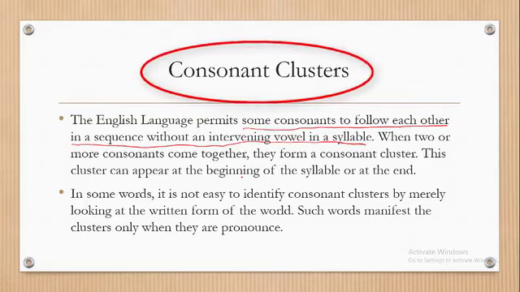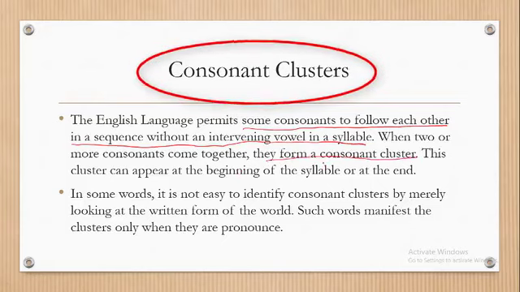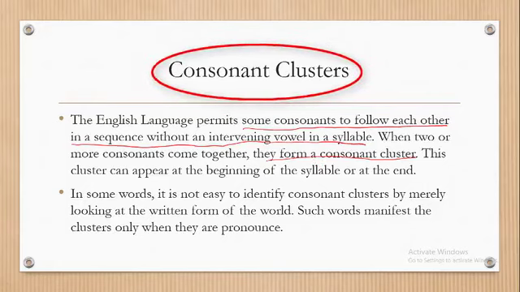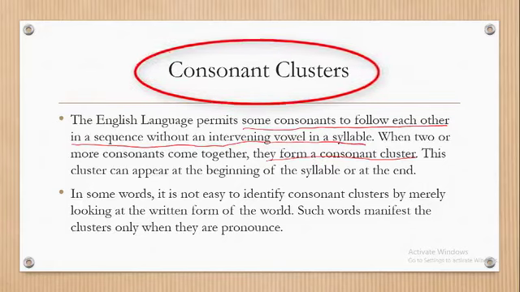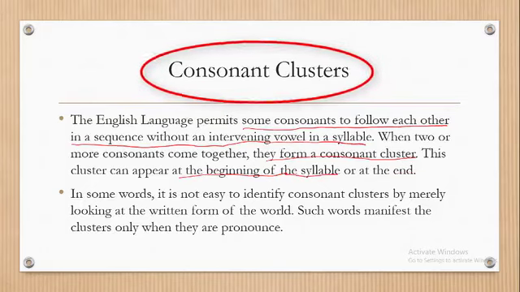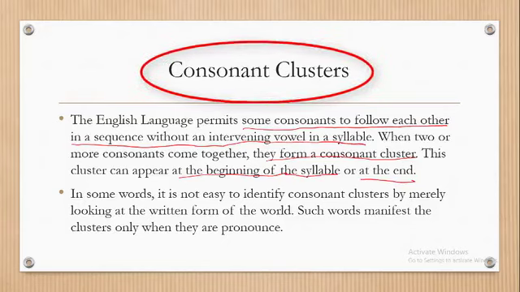So when two or more consonants come together, they form a cluster. If you're asked what a consonant cluster is, it is simply when two or more consonants come together without an intervening vowel in a syllable. Okay, so that is understood. These clusters can appear at the beginning of the syllable or at the end of the syllable. So don't forget what a cluster is.